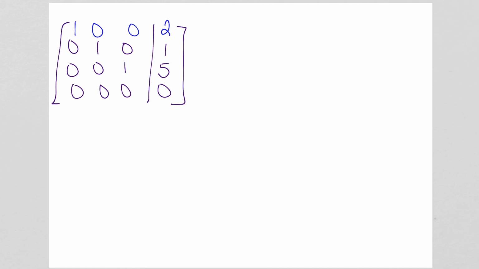This has our answers already written out for us. So the first row says x equals 2. The second row says, since the 1 is in the y spot, y equals 1. The third row says z equals 5. So our solution is 2, 1, 5.